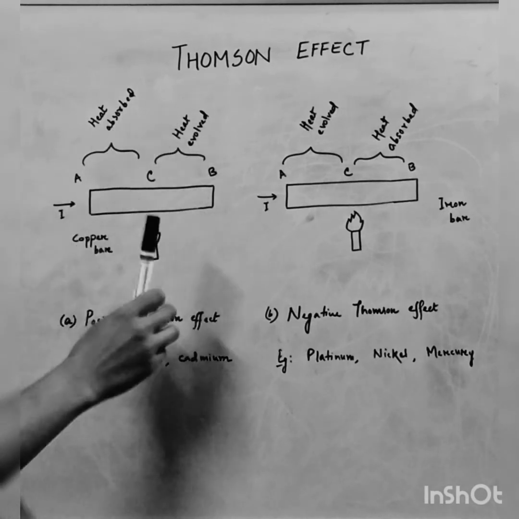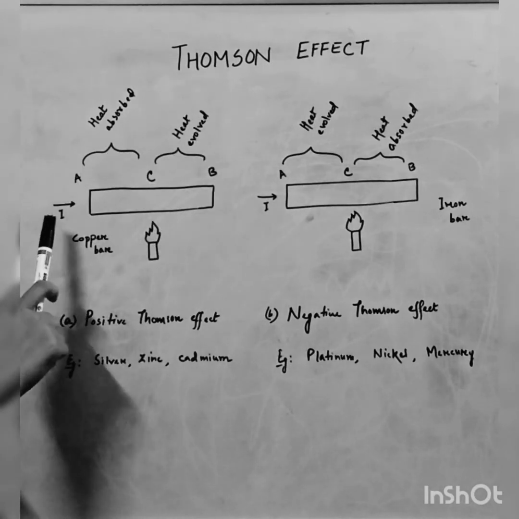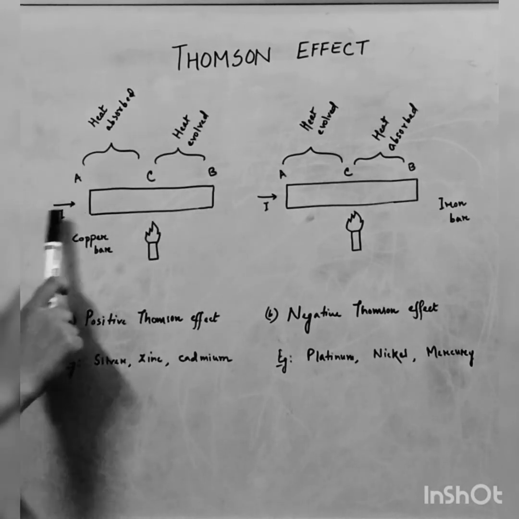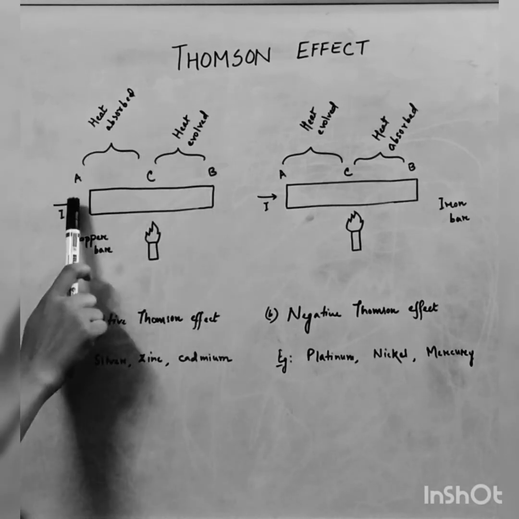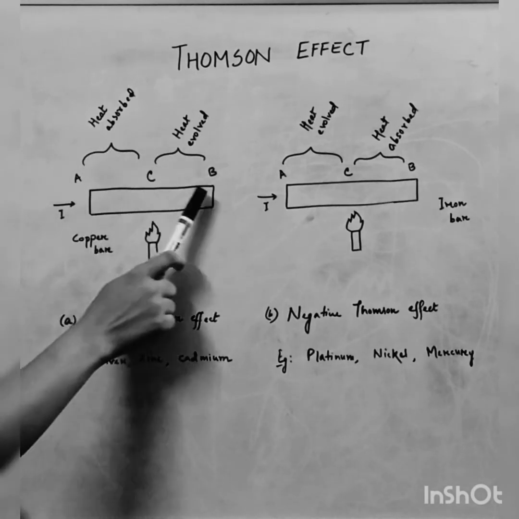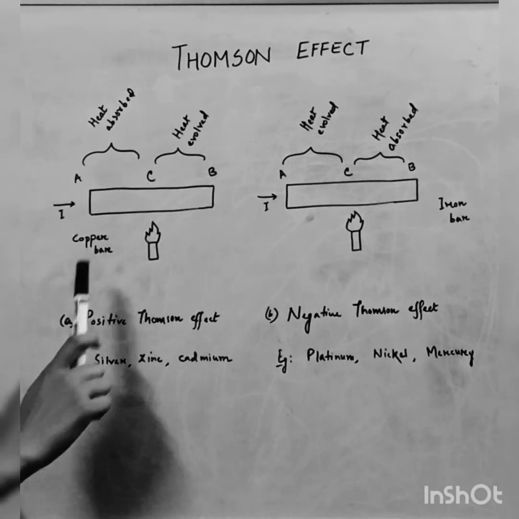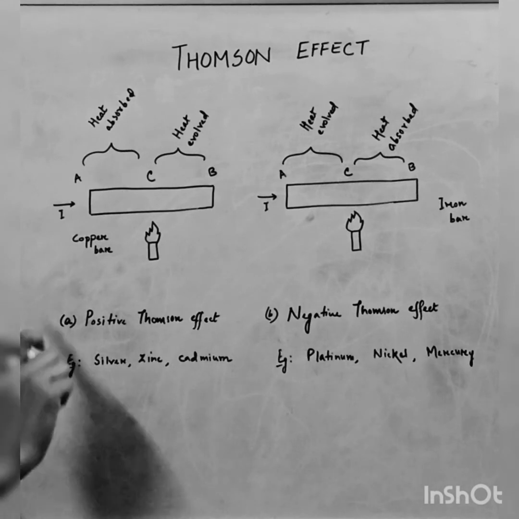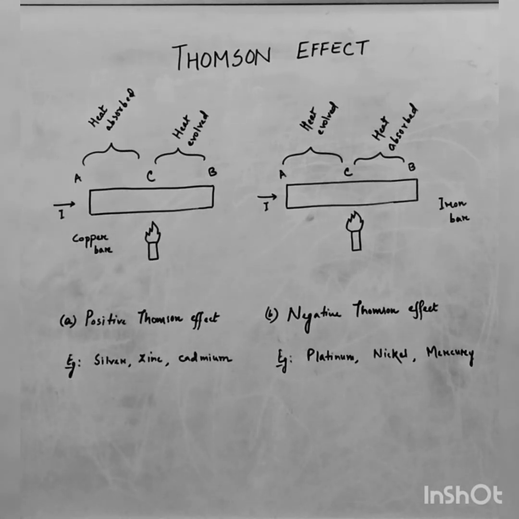Meaning the conductor will be heated. We see that the direction of current in the conductor is from A to B, and also the heat transfer is from the portion A to point B. So here we find that the heat is getting transferred due to the current flow in the direction of the current, and this is known as the positive Thomson effect. This effect is shown by metals like copper, silver, zinc and cadmium.